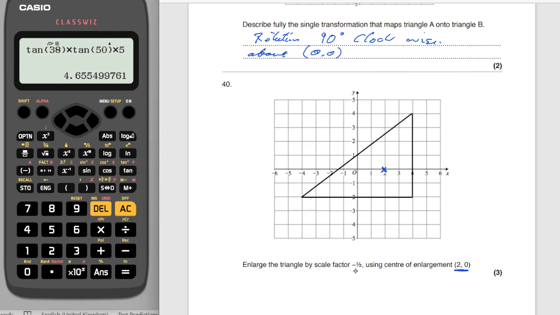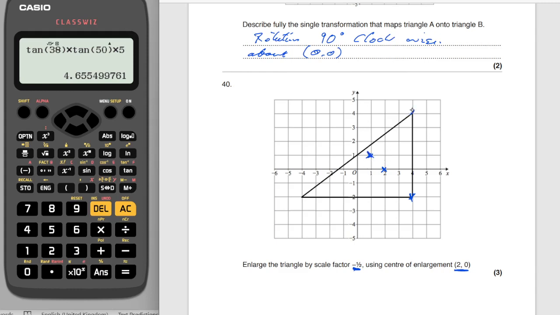So if I'm enlarging by a scale factor of -1/2, if I look at one point in particular, that point is currently 2 squares away from the point of the centre of enlargement. So if I times 2 by -1/2, it becomes -1. So that point would move to there. And then I could do that for each shape if I wanted to.